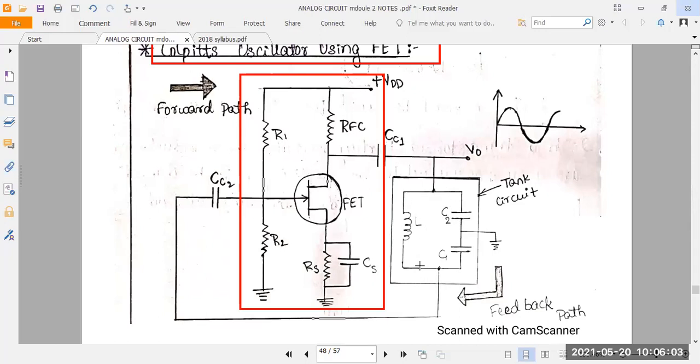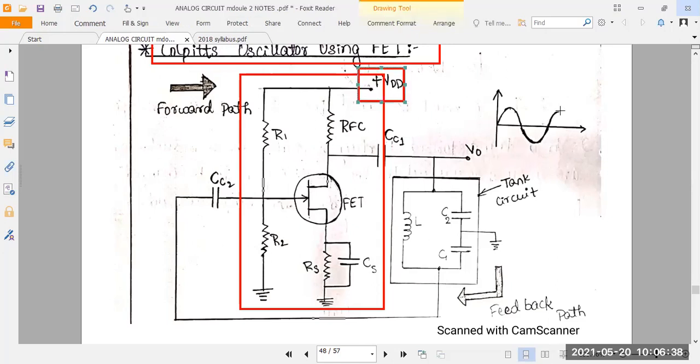From that, we can generate the resonant frequency, at which we get the 180 degree phase shift. The amplifier gives a 180 degree phase shift, and the feedback also gives a 180 degree phase shift. In total you get a 360 degree phase shift, and from that you get an AC waveform. For the oscillator there is no input. Without input, we are generating the AC signal. We only take a DC supply, and from the DC supply we generate the AC waveform by using the amplifier and feedback network.